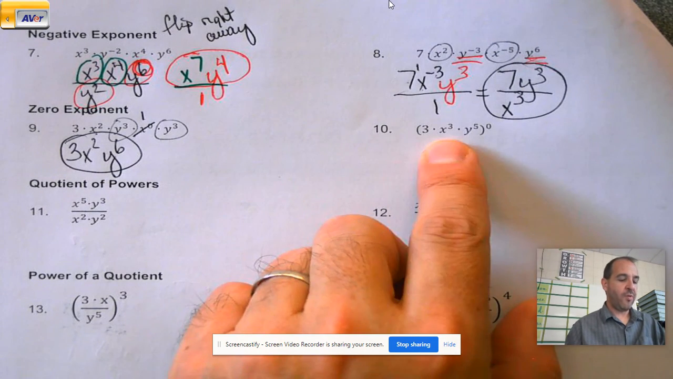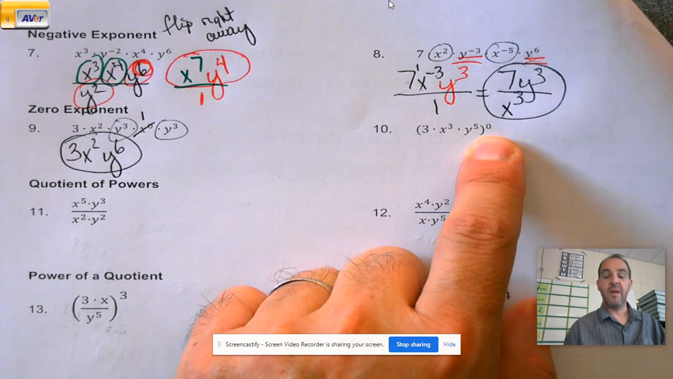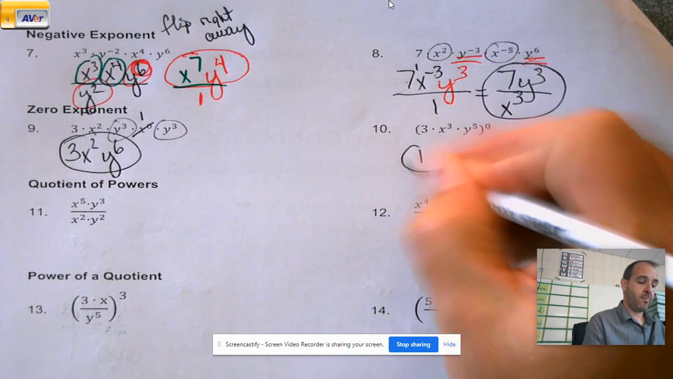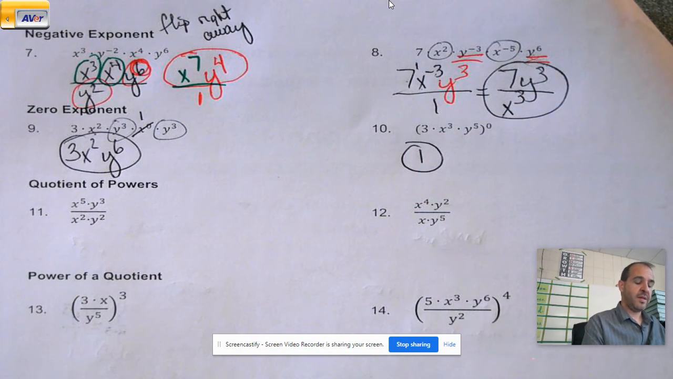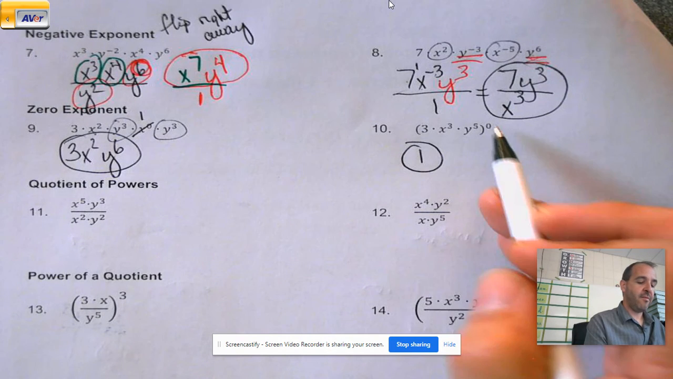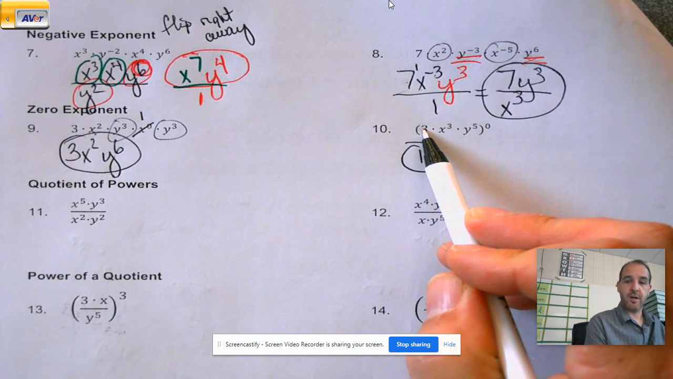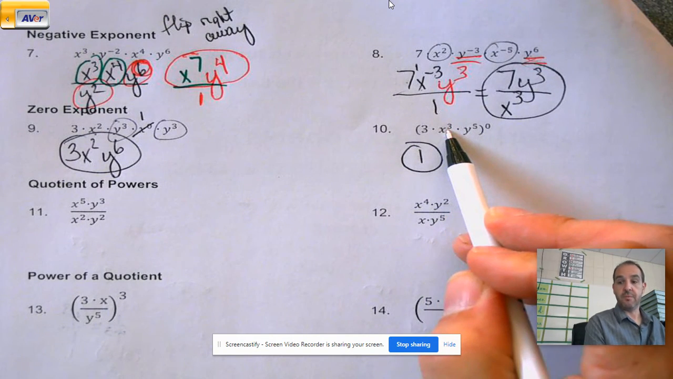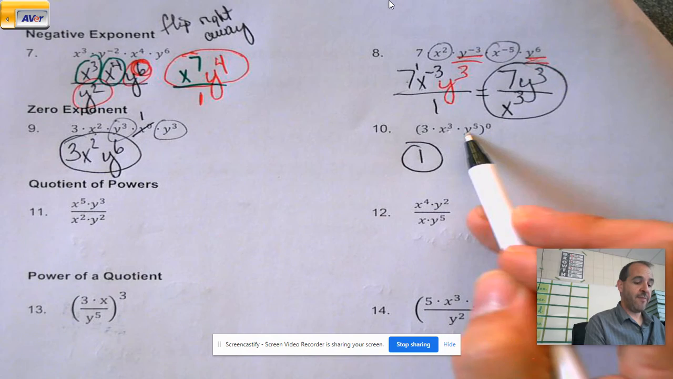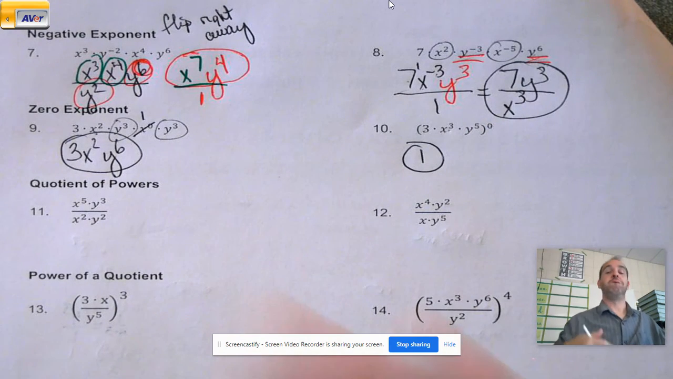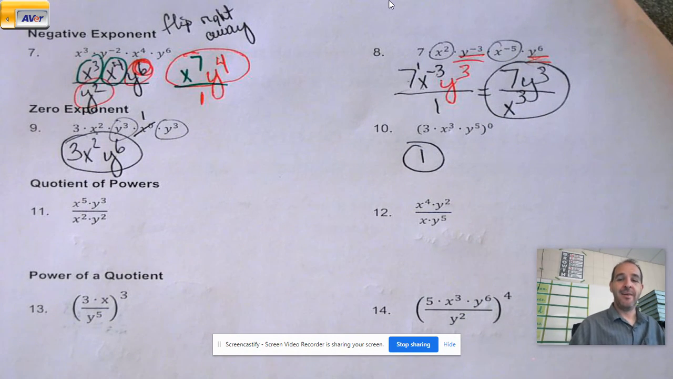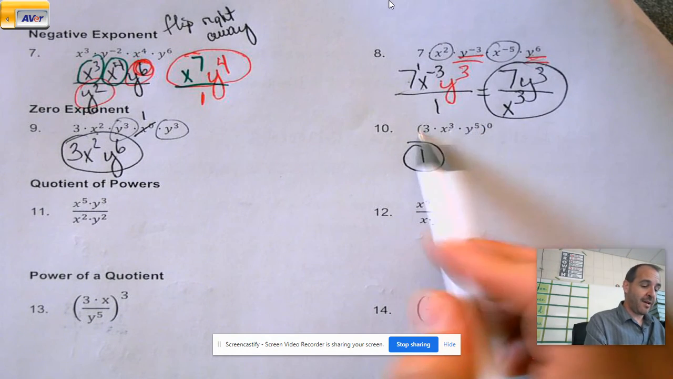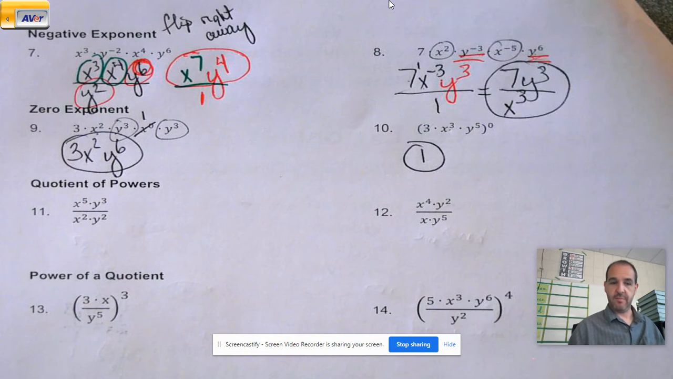Well, wait a minute. What if the whole thing is to 0? If the whole thing is to 0, because if I distributed it, what would happen? I'd have 3 to the 0, which equals 1. I'd have x to the 3 times 0, which is 0, which equals 1. And I have y to the 5 times 0, which is 0, which equals 1. Okay? So again, if everything's in parentheses, that whole thing, whatever's in there, is going to turn into 1. It makes a difference.